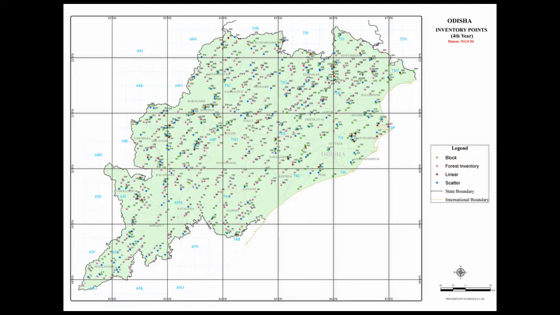The state name, as I have provided Odisha, has been selected through programming and the name has been modified. These are the elements that have been copied from the layer file. Block, linear, forest inventory, these are the stratum information that have been copied from that file.